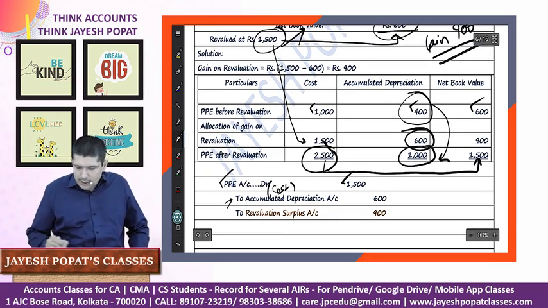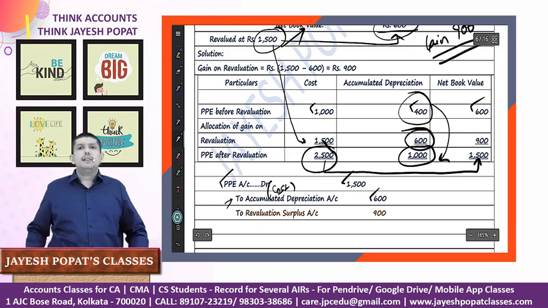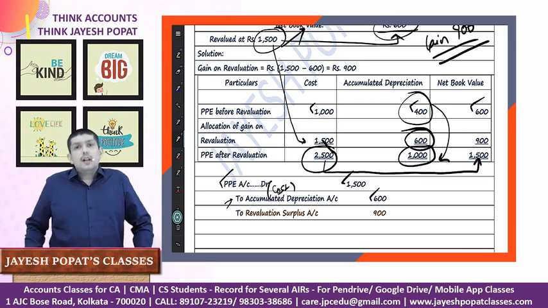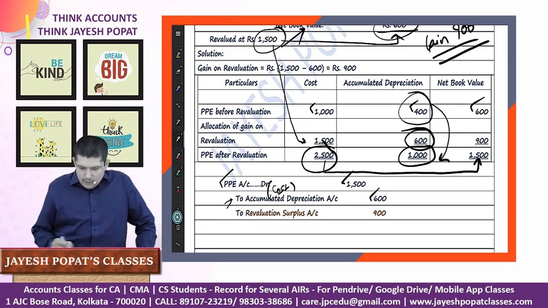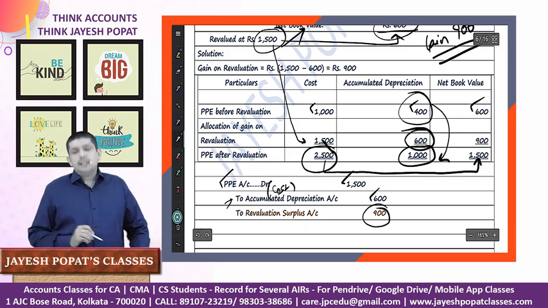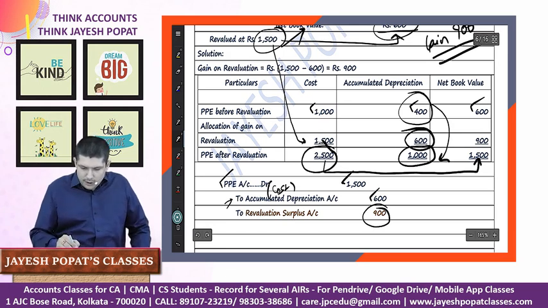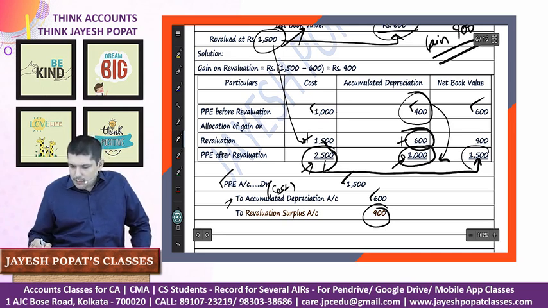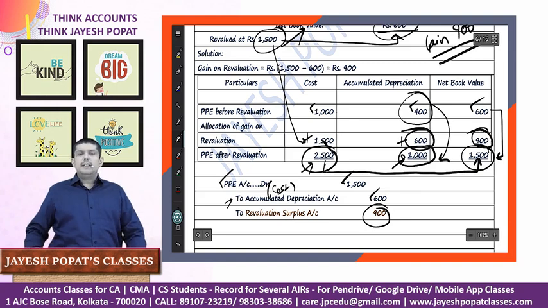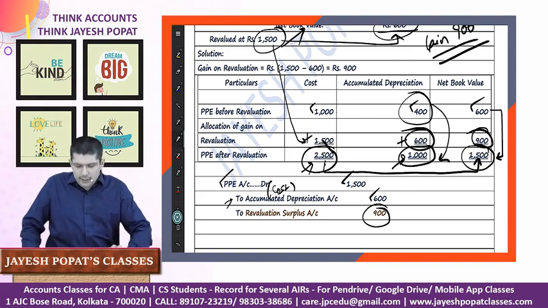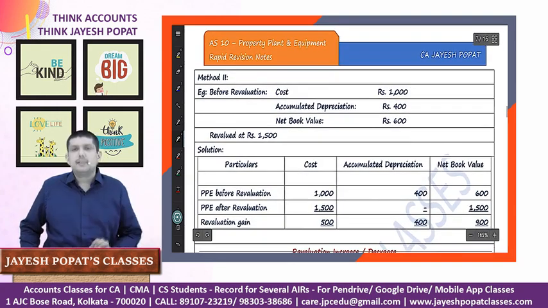We'll say to accumulated depreciation. Accumulated depreciation has a credit balance. If we need to increase our accumulated depreciation, we need to credit it, right? And to revaluation surplus 900, right? So this 1000 plus 1500 became 2500, 400 plus 600 became 1000, 2500 minus 1000 became 1500. Now this net book value of 600 has become 1500, and thereby we have recognized a revaluation gain of 900. This is the first method in which the adjustment has to be done.